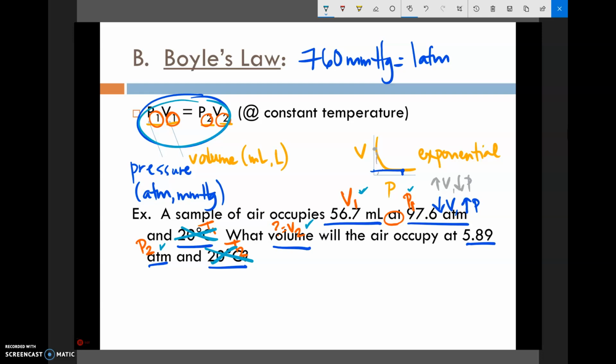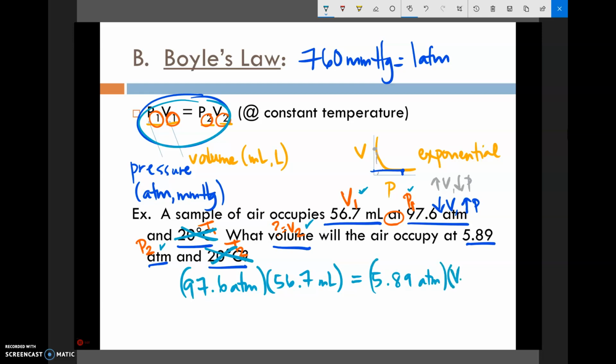So P1 is 97.6 atmospheres. We're going to multiply that by V1, which is our 56.7 milliliters. And that's going to equal our P2, which is 5.89 atmospheres. Then we'll multiply that by the unknown, which is our V2. So I'm just going to put it in its little variable form.